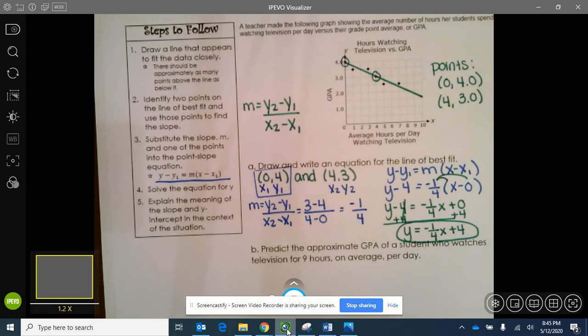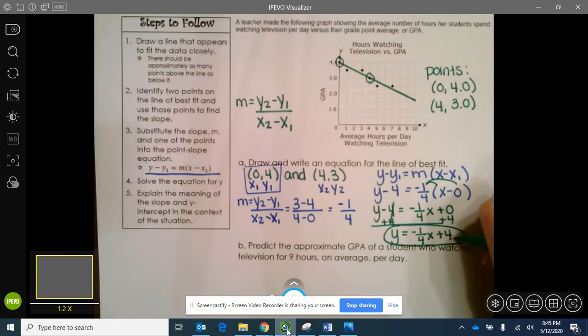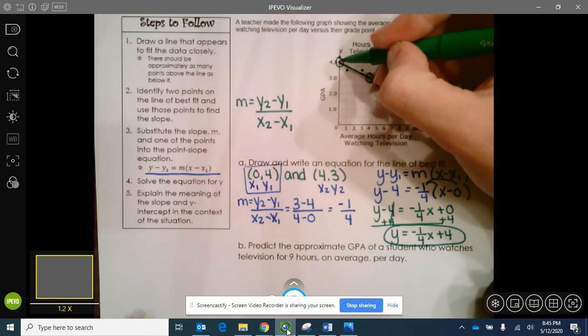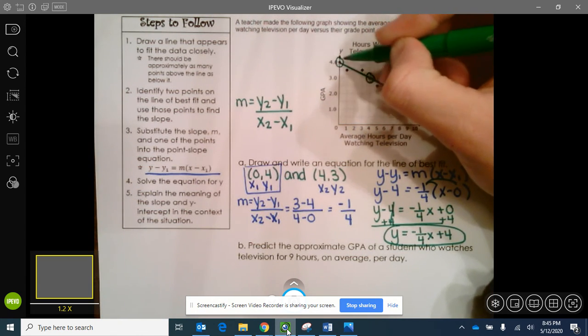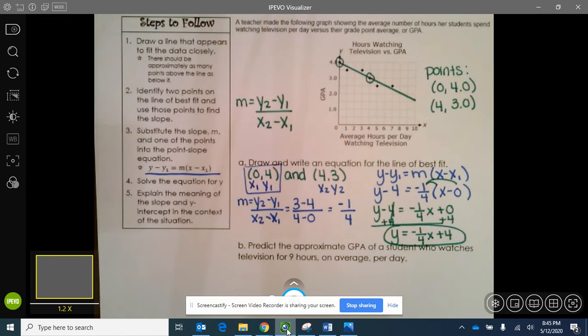Now notice, and here's a good way to check your work, in the equation my y-intercept is 4. Guess where my graph crosses the y-axis? 4. So that's also the y-intercept you see on the graph here. Now the reason why it's helpful to come up with an equation for the line of best fit, or the trend line, is because it allows you to make predictions.